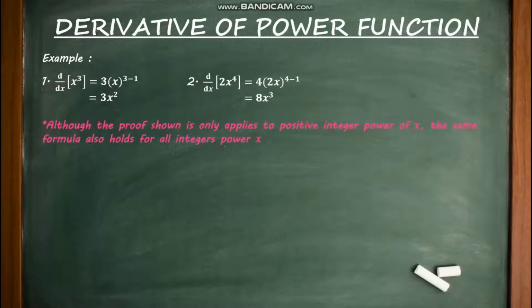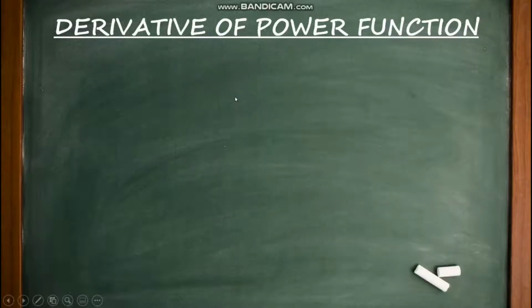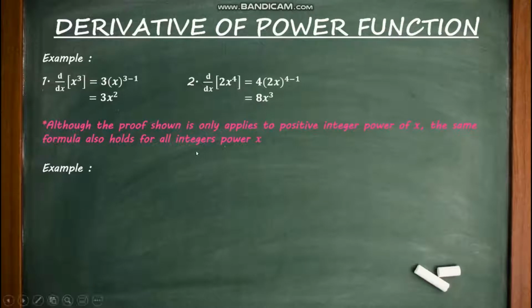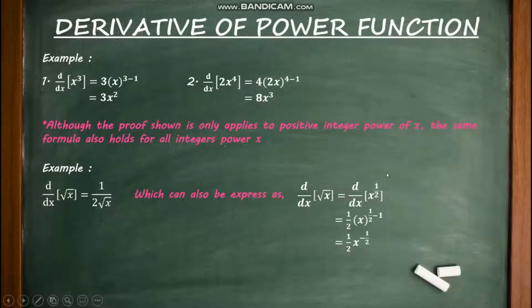Although the proof that we show here is for n a positive integer, the same rule can also be used for any power of x. For example, square root of x, if we differentiate it, we will get 1 over 2 square root of x. So we can also show it by changing square root of x in this form, where it is equal to x to the power of 1 over 2.